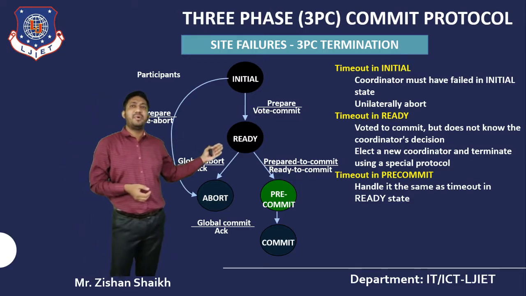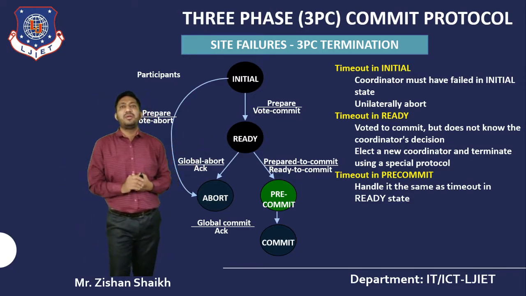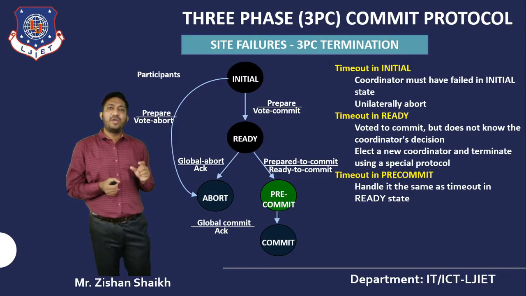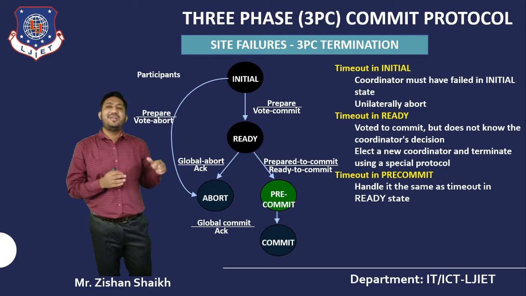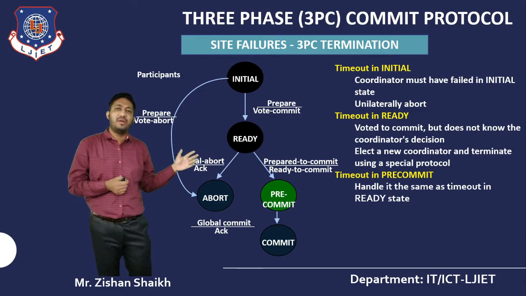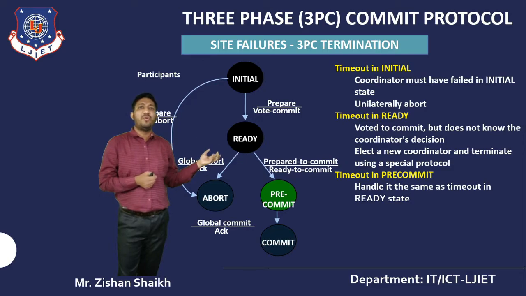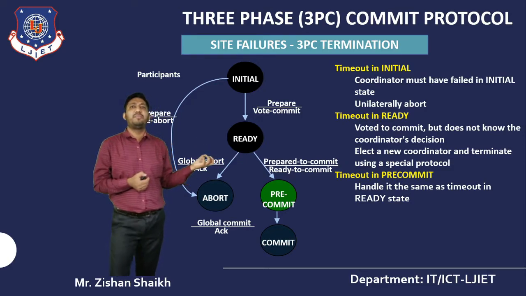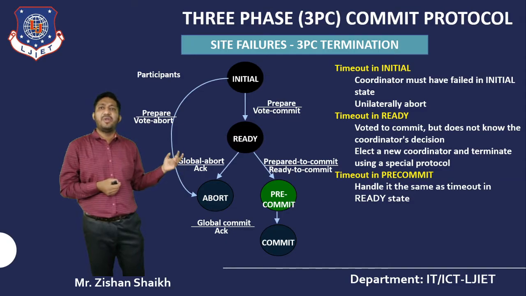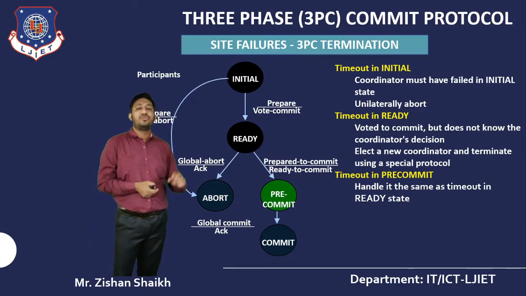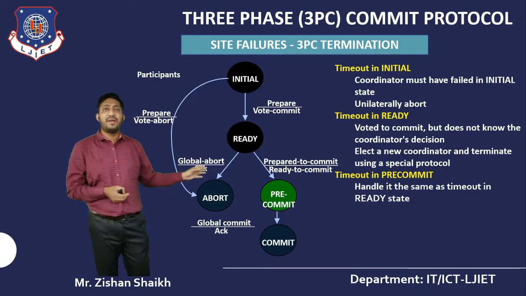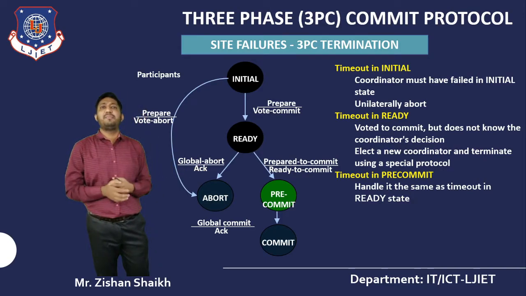If any participant times out in this state, then what happens? It wanted to commit but doesn't receive a positive response. Then how can it check? The same as in the two-phase commit protocol, it elects a new coordinator and terminates using a special protocol. For checking its state, it uses a number of timeouts internally and checks periodically whether any message is received by its neighbor or not. The third one is the timeout in the pre-commit state. When a participant is in the pre-commit state, it handles it the same as the timeout in the ready state.